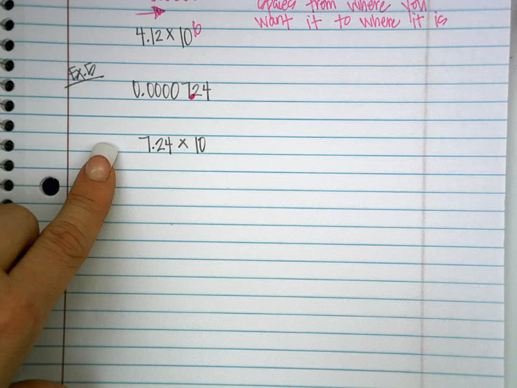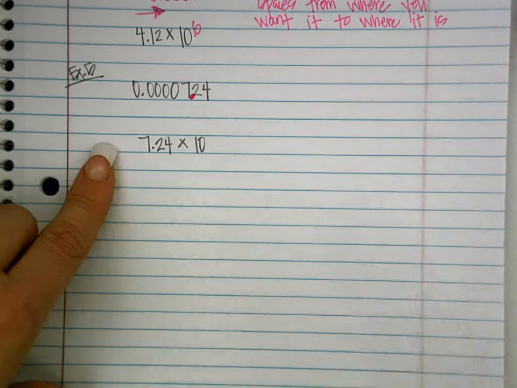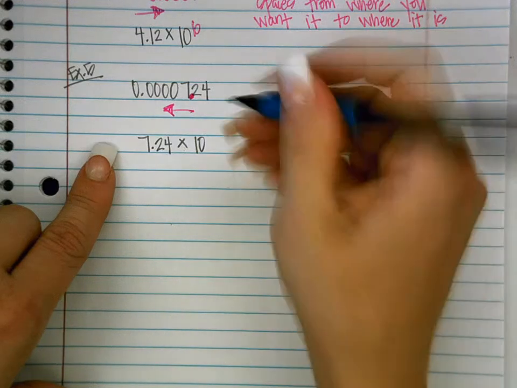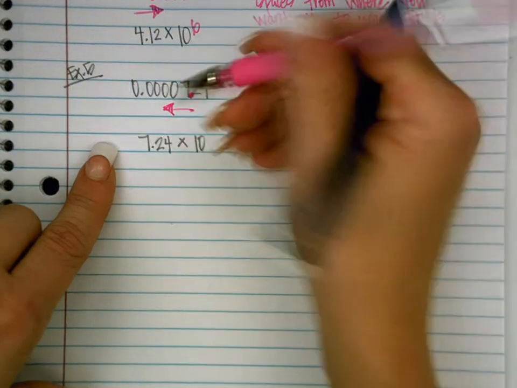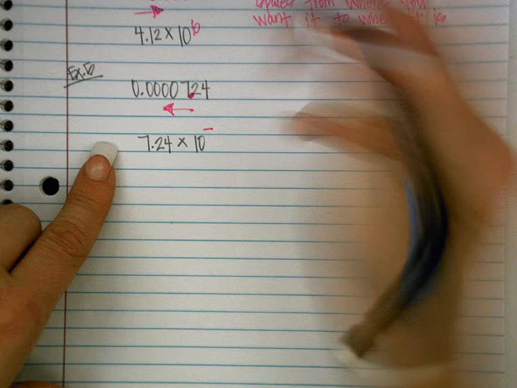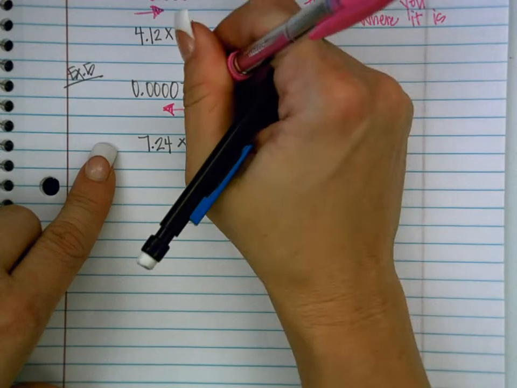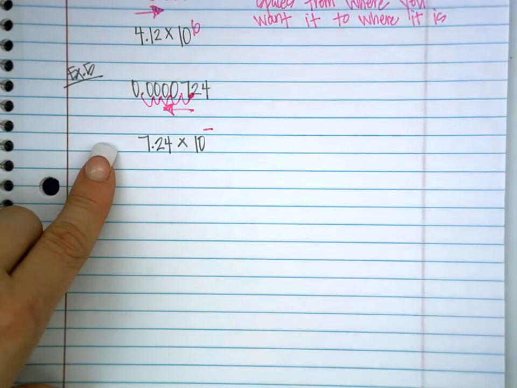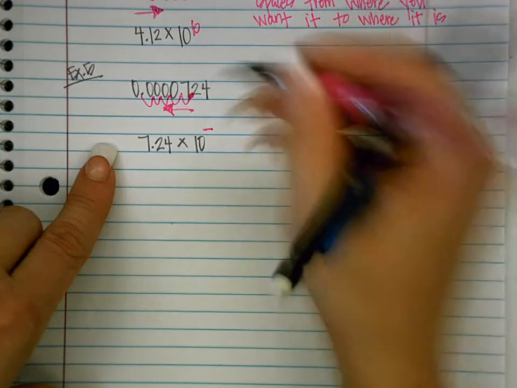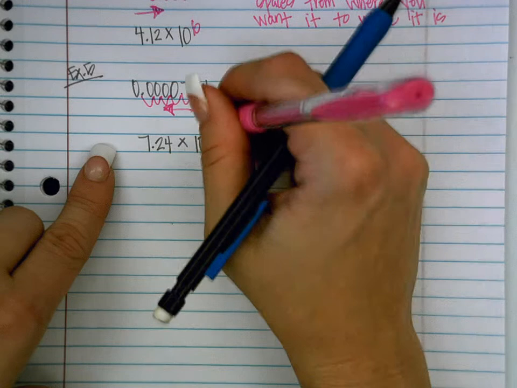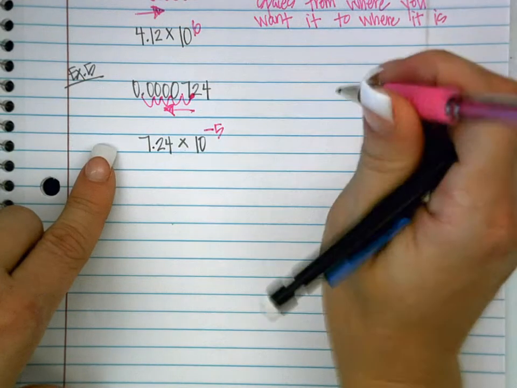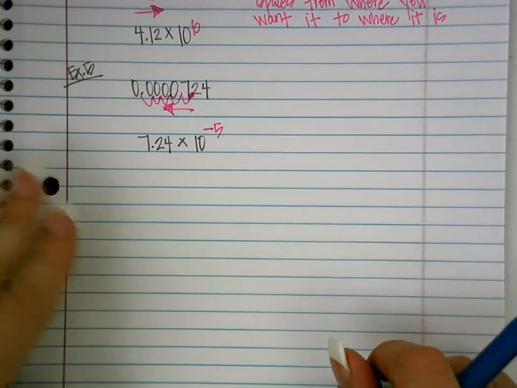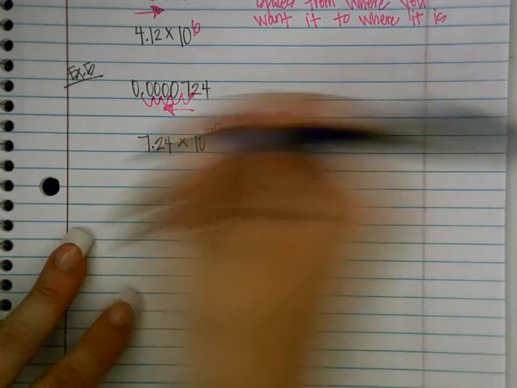So am I going to have to move to the left or the right? Left. So if you're moving to the left, what does that tell you? Negative. It's going to be a negative, right? So if we're moving to the left, let's count how many spaces we have to move. 1, 2, 3, 4, 5 spaces. Does that sound right? Did I count right? So 7.24 times 10 to the negative 5, because I moved to the left. So you're always going from where you want it to where it currently is, or where it started. Okay? Let's try one more like this.